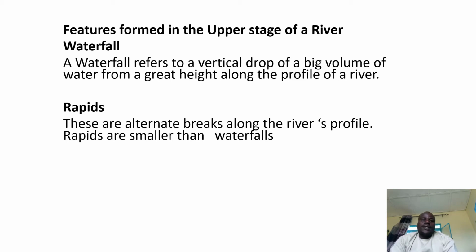Okay, welcome class to lesson 5. It's about features formed in the upper stage of a river. Number 1, we have a waterfall.